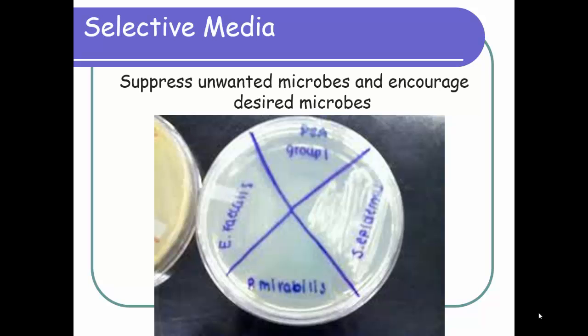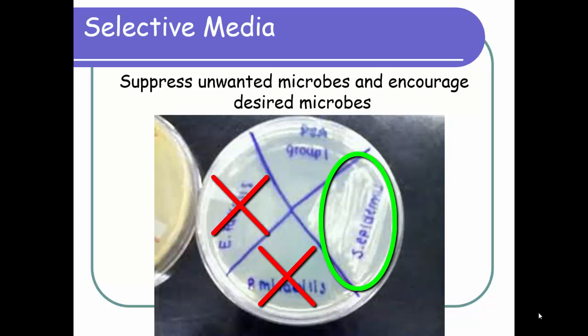This is an example of a selective media. Here you can see Staphylococcus epidermidis, Proteus mirabilis, and Enterococcus faecalis. Proteus mirabilis and Enterococcus faecalis are both gram negatives, while Staphylococcus epidermidis is a gram positive. So this media selected for the gram positive and against gram negatives.